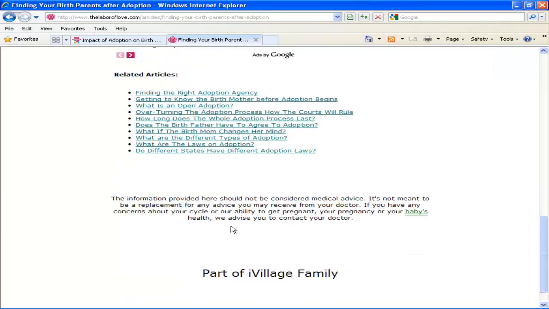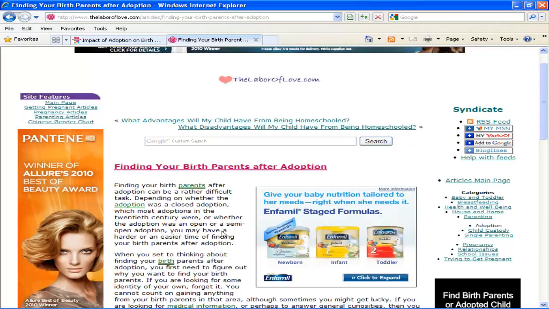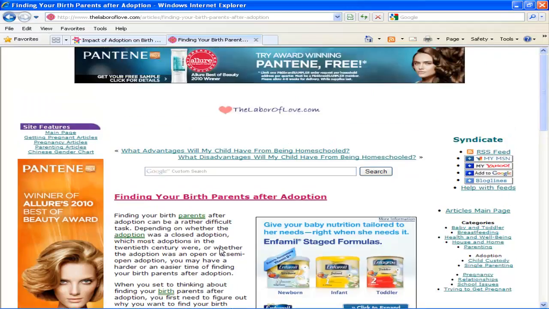The information here tells me is a disclaimer. I know they're part of the iVillage family. And then I've got sort of an email address for thelaboroflove.com. I saw them up at the top. And the copyright is owned by this thing called Earth's Magic Inc. I still am not seeing anything that says, hey, I'm the author, I am responsible for the writing of this. Because I'm lacking something that seems like a true author, I'm going to say this one doesn't have one.